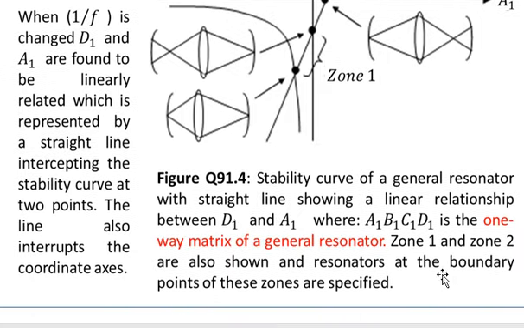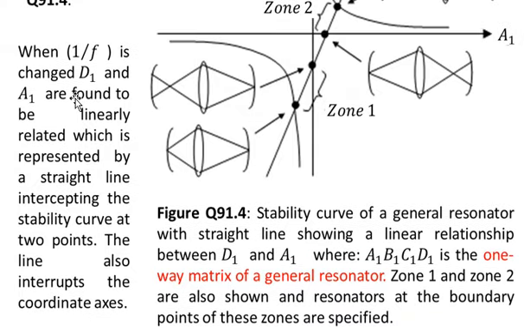Okay, so let me read the caption of figure number 4. Stability curve of a general resonator with straight line showing a linear relationship between D1 and A1, where A1, B1, C1, D1 is the one-way matrix of a general resonator. Zone 1 and zone 2 are also shown, and the resonators at the boundary points of these zones are also specified. That is, we have also specified resonators corresponding to each zone.